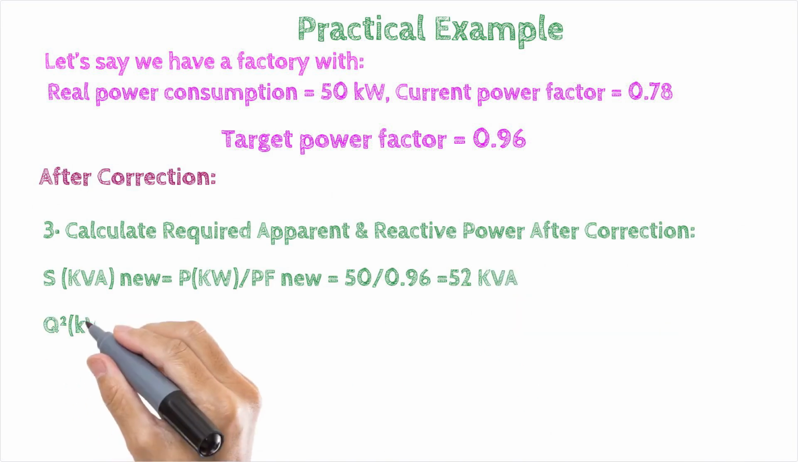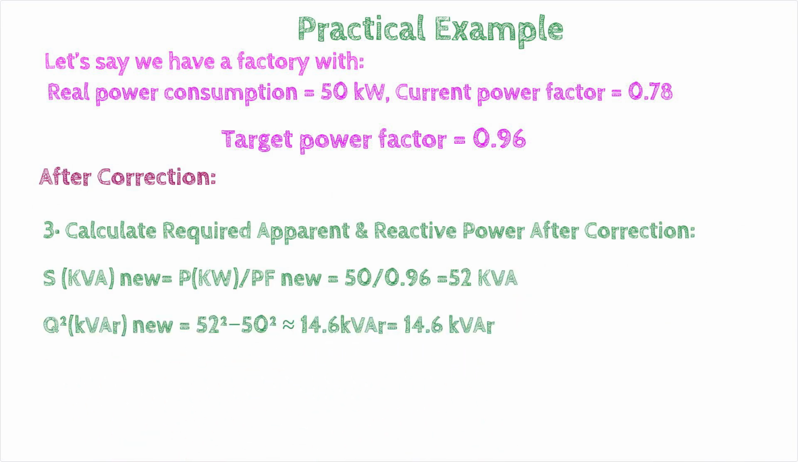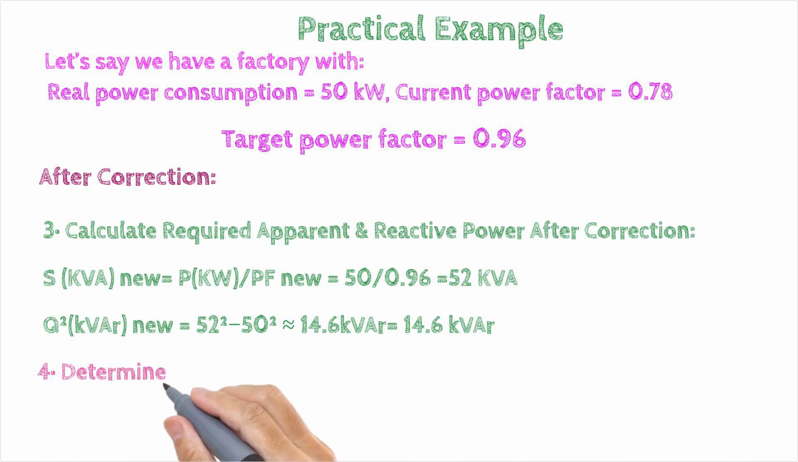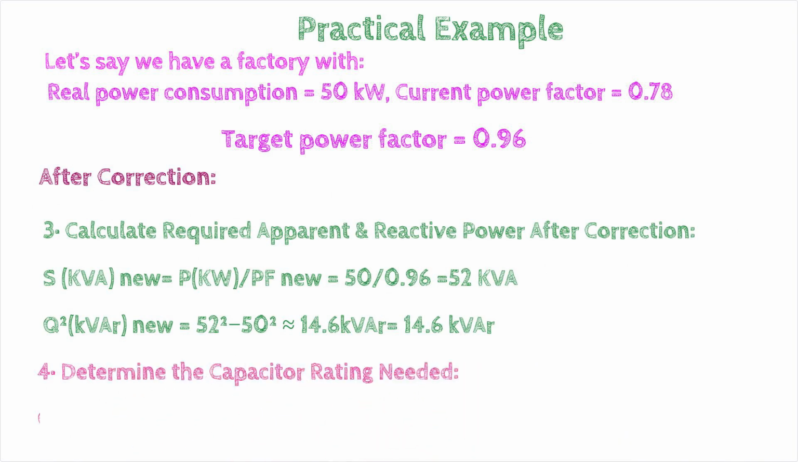Now calculate the new reactive power. Reactive power, new, equals the square root of new apparent power squared minus real power squared. Reactive power, new, equals the square root of 52.1 squared minus 50 squared, approximately equals 14.6 kilovolt amperes reactive.